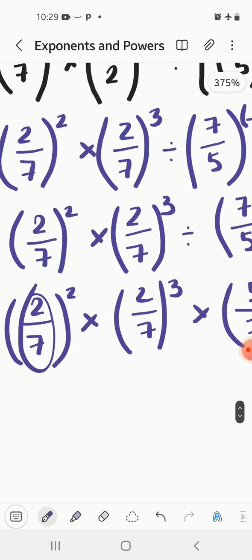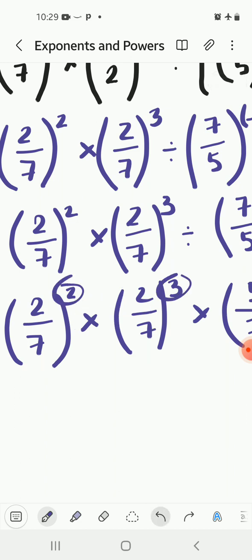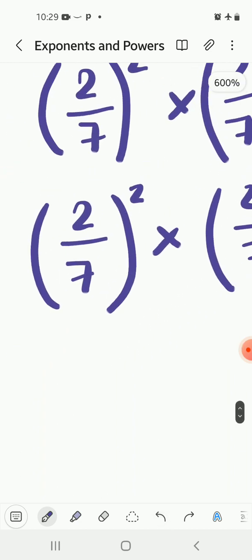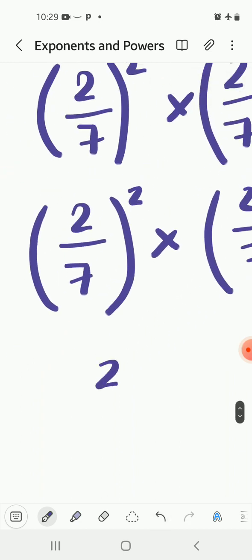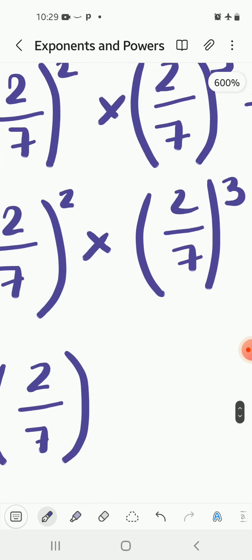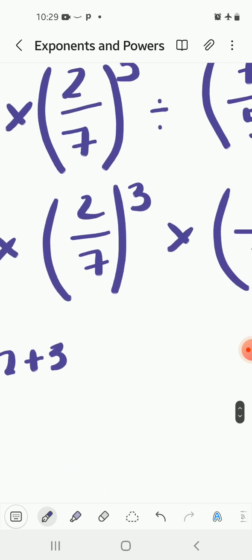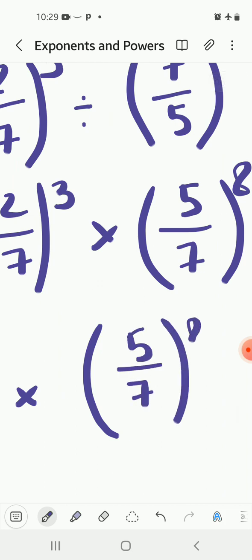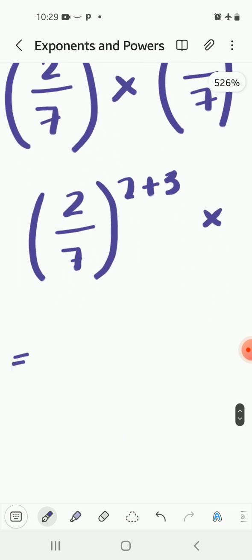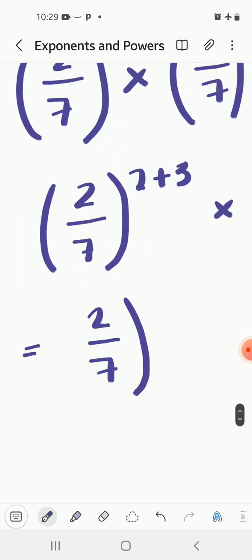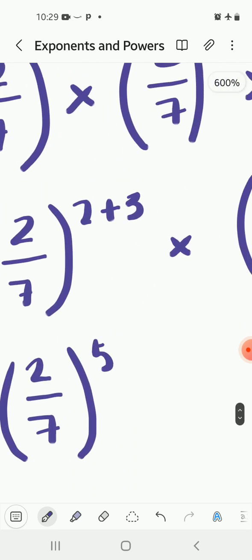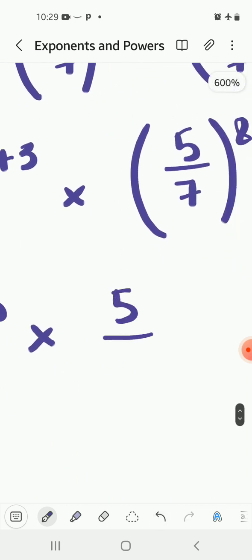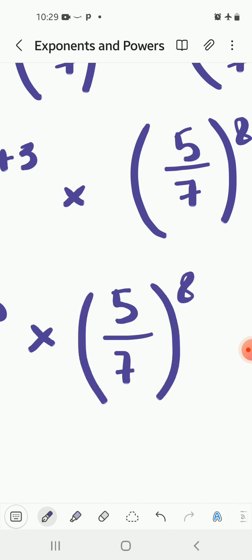You can see here 2 by 7, 2 by 7. The base is the same. So powers need to be added in case of multiplication. So let's do it first. 2 by 7, add the powers 2 plus 3, into whatever is written over here, that is 5 by 7 to the power 8. Now next step, 2 by 7, the power will become 2 plus 3, 5, into 5 by 7 to the power 8.